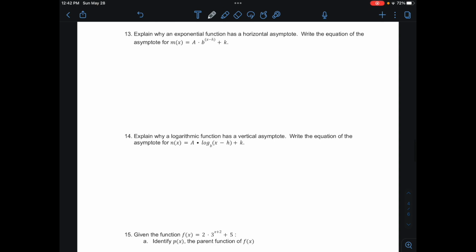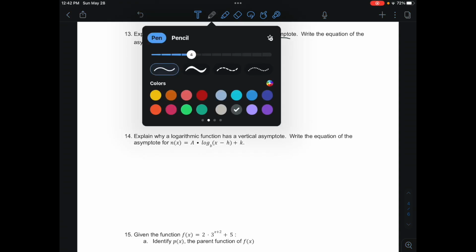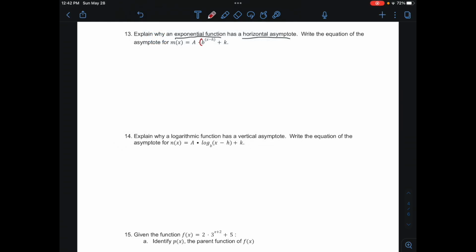Okay, moving right along here. So we've been talking exponential and log functions. Let's recall, why do these have asymptotes? So why does an exponential function have a horizontal asymptote? The reason for that is if we think about our base, and our exponent sort of represents repeated multiplication of our base.